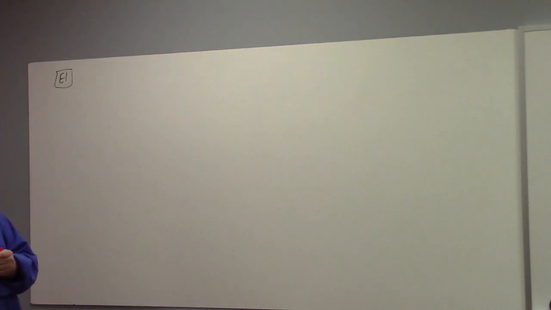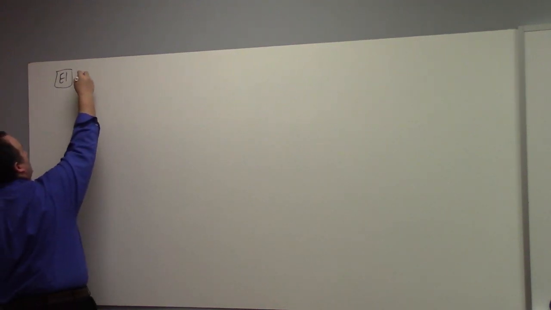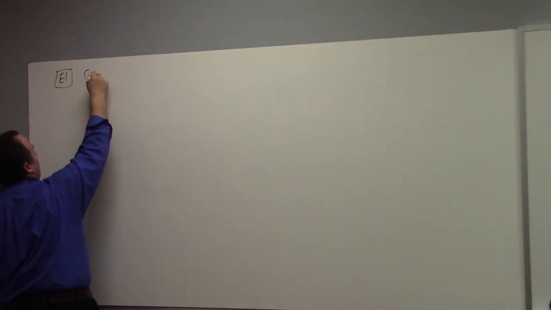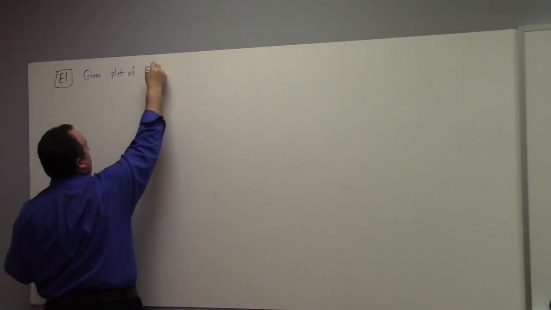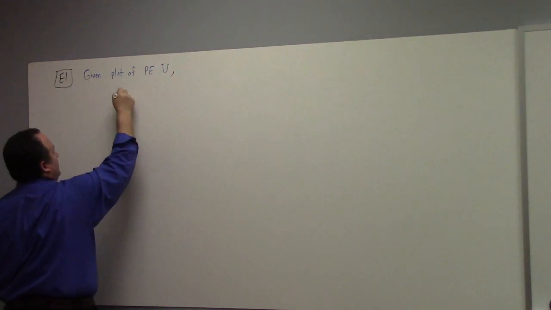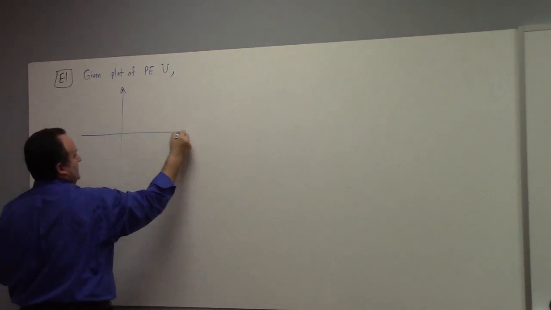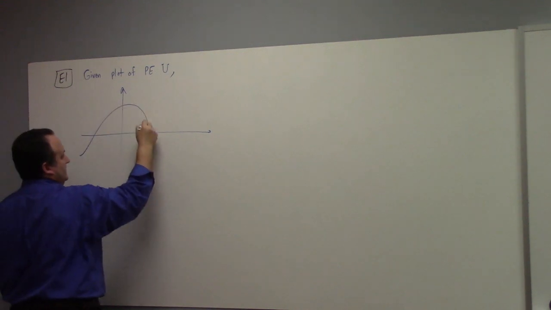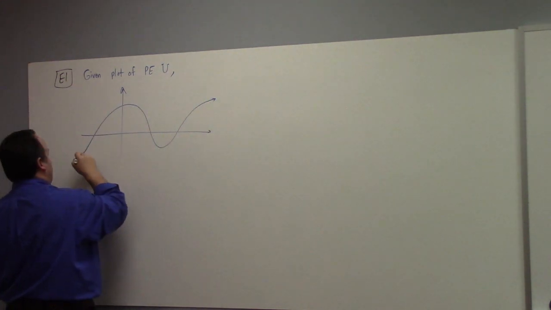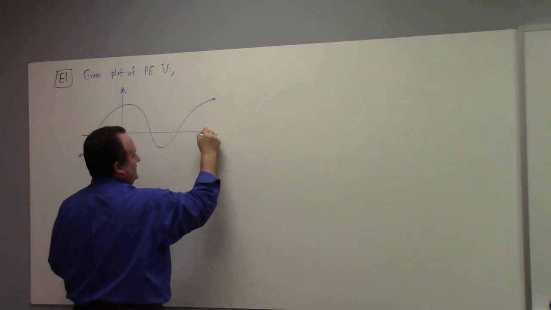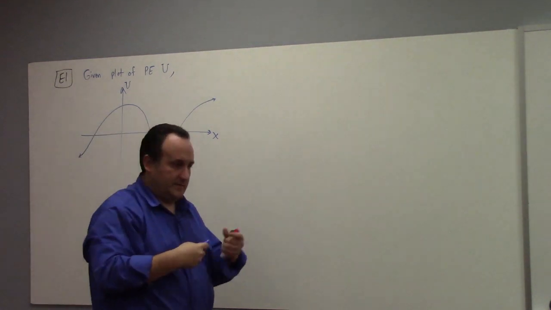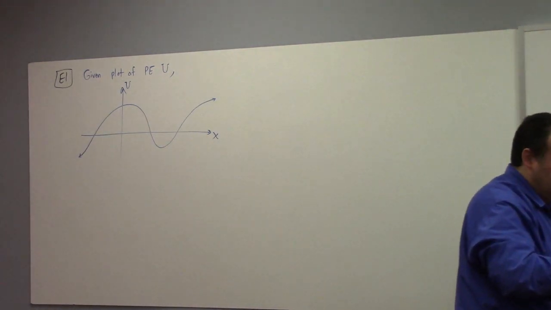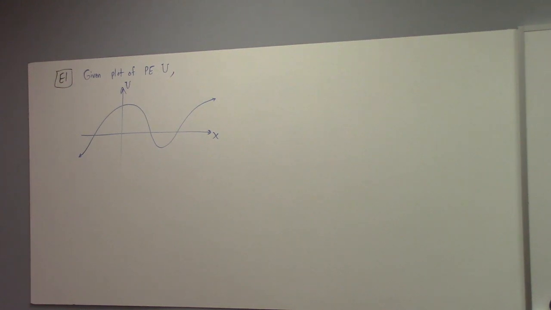So let me just hypothetically do another example of potential energy. So you're given a plot of potential energy U. All right, here it is. Let's suppose our potential energy function looks something like this. So here's x, and we're plotting potential energy. Then we can discuss what are possible motions in that situation.